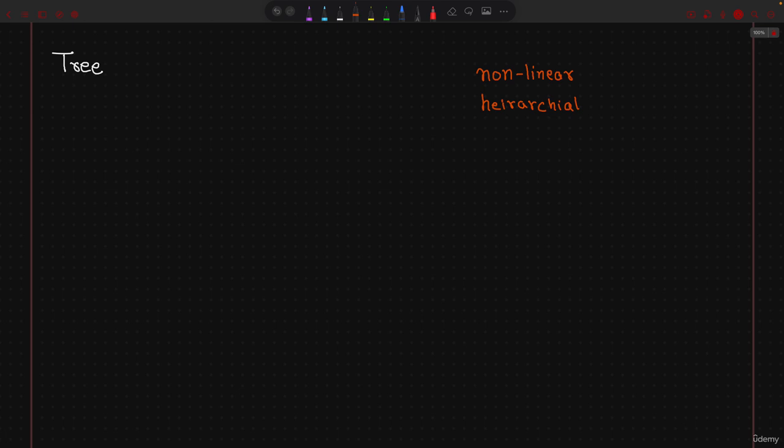Okay, great. So let us see the definition of trees. Trees is a hierarchical data structure consisting of nodes which are connected by edges.